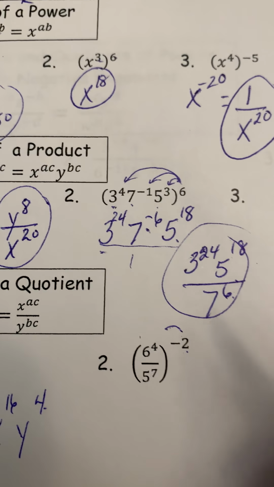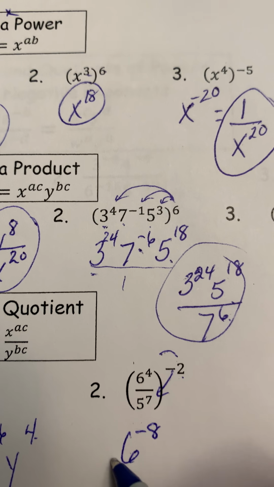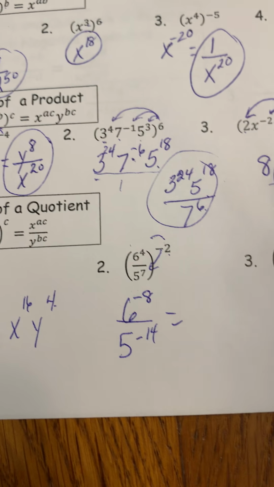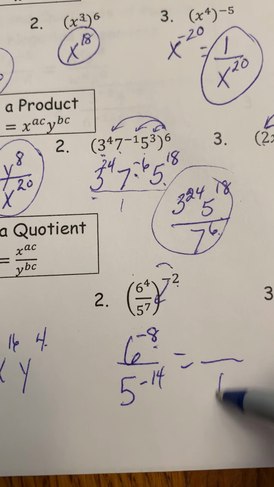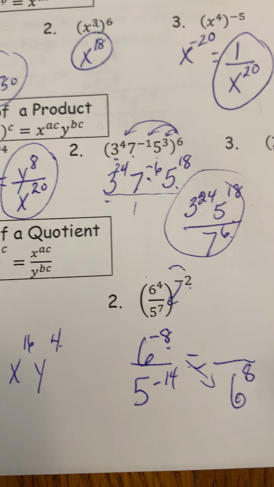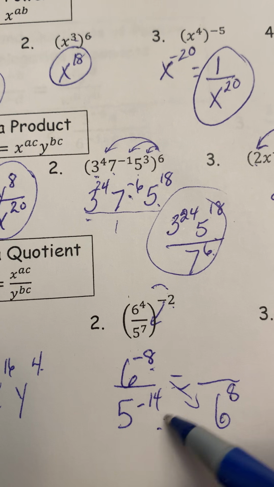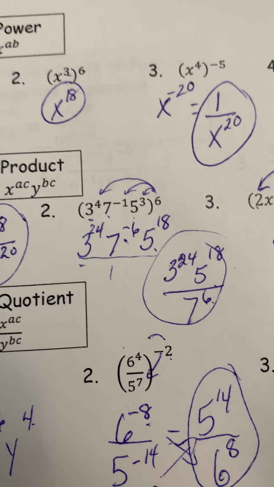So I'm just going to go with what you know right now, which is 6 to the negative 8, and then over 5 to the negative 14, okay? And so we know that in the numerator, this has a negative exponent, so we will move that to the denominator where it becomes positive. The same thing happens here with a 5 to the negative 14. We're going to take that upstairs, I like to call it, and it becomes positive.